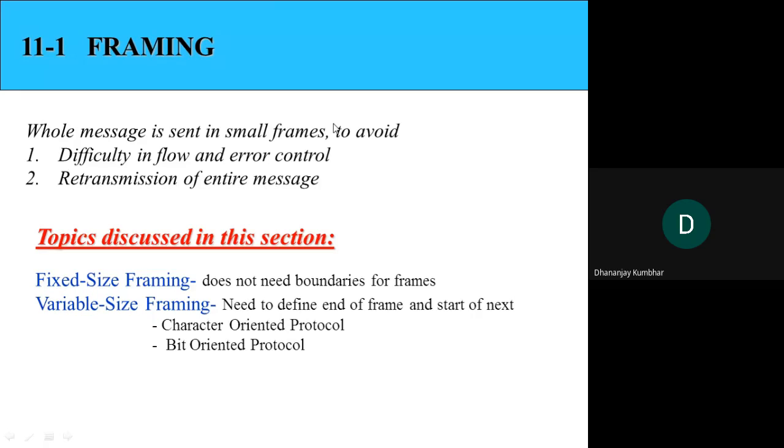Now, depending upon how we go for framing, there are two types. One is called fixed size framing, and another is called variable size framing. The name itself indicates that fixed size framing means whatever message comes from the earlier layer, we divide that message into an equal number of bits, and those equal-sized pieces we transmit using fixed size framing.